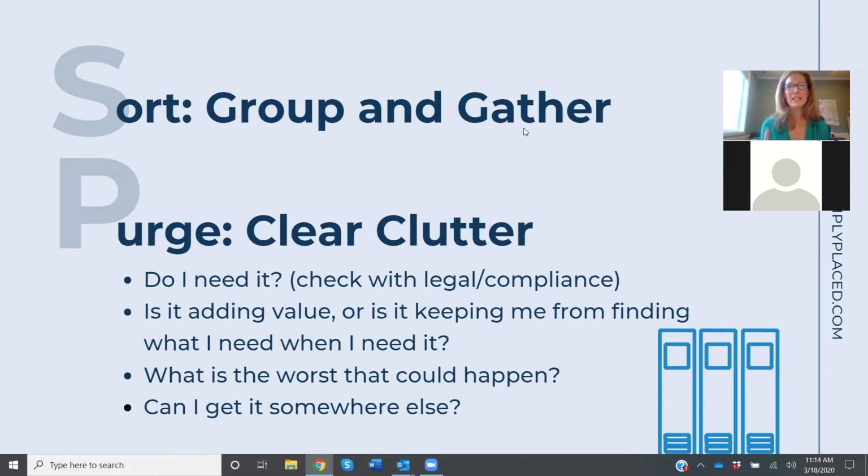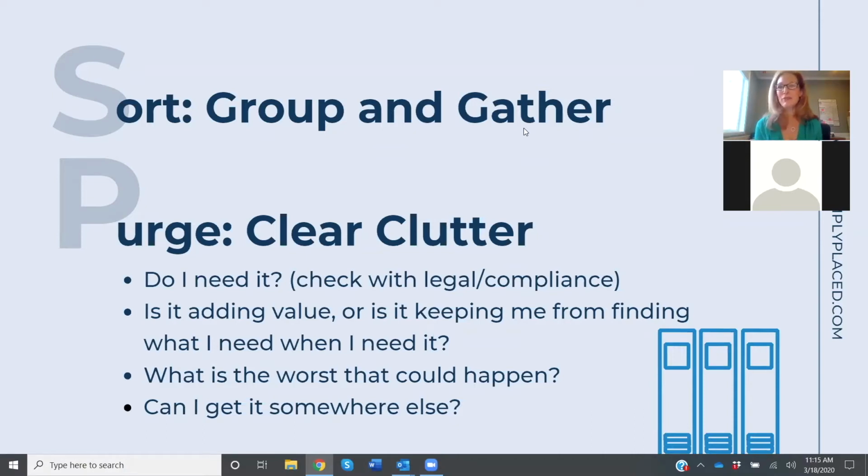As you're considering if you need it and you work for an employer, or if you're self-employed, you might consider your own company's legal guidelines or compliance guidelines, especially if you're in a regulated industry, around what you're expected to and required to keep and for how long. So your company may have a records retention guideline or policy, and you're going to want to know about that, especially if you're going through information and data. So we talked about, is it adding value or is it getting in your way? I also like to think about what's the worst that could happen if I get rid of this and 6 months from now I realize I need it. Would it be easy to replicate or replace?